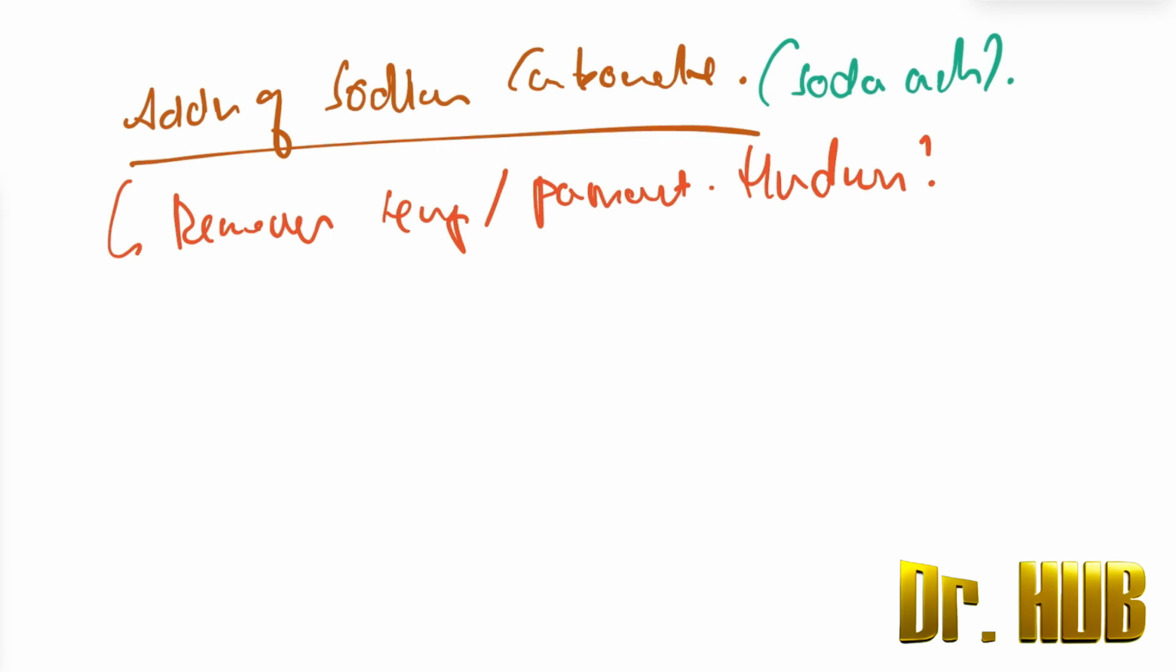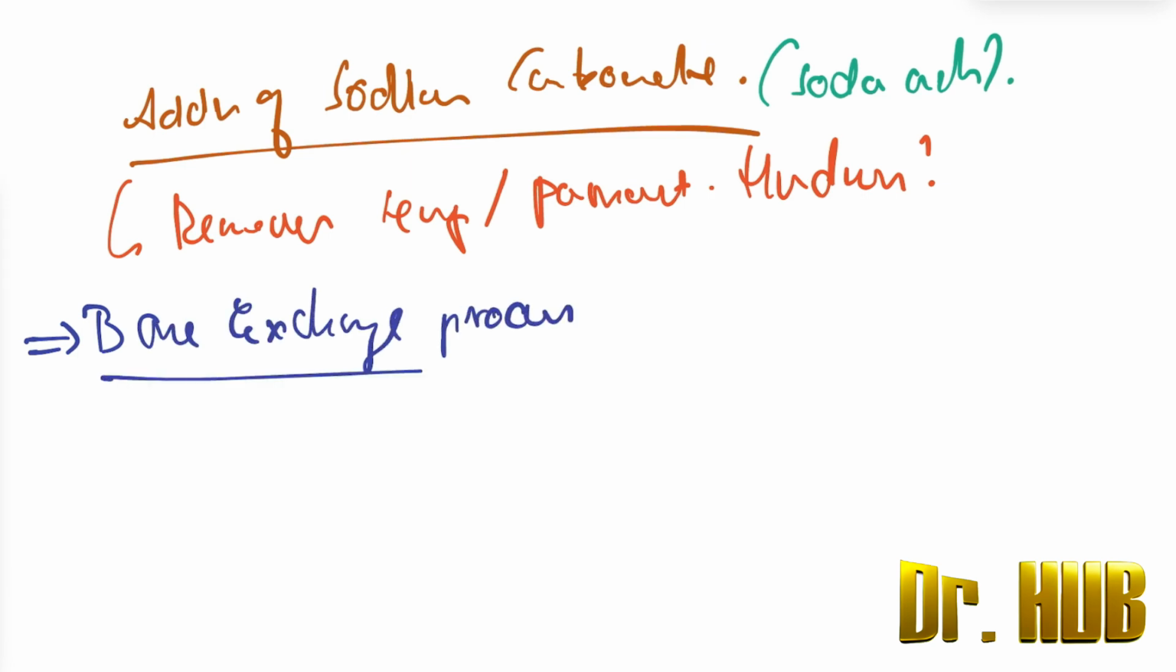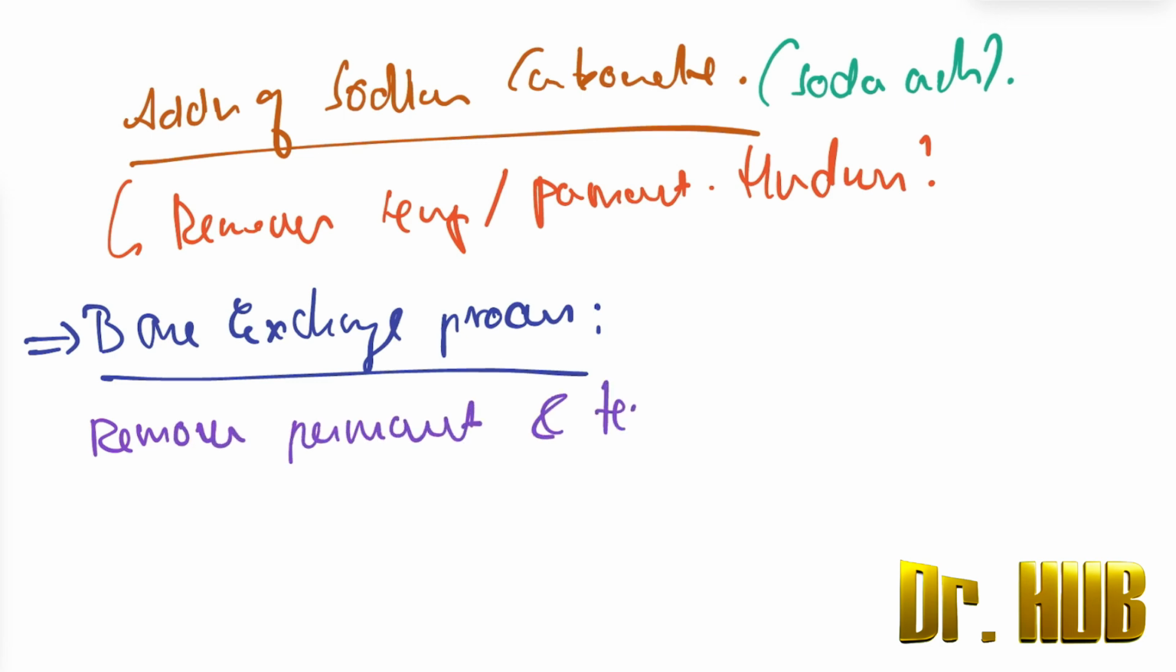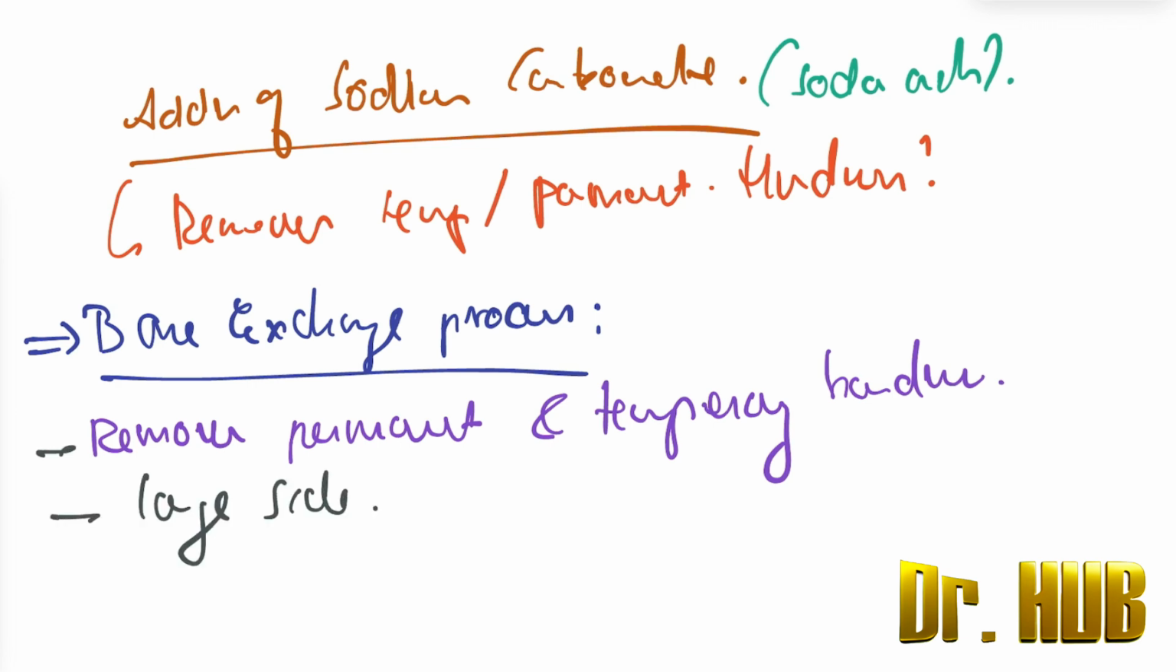Then comes the base exchange process. This removes the permanent and temporary hardness, and it can be used on a large scale. In this method, the permutit, sodium permutit, is used.